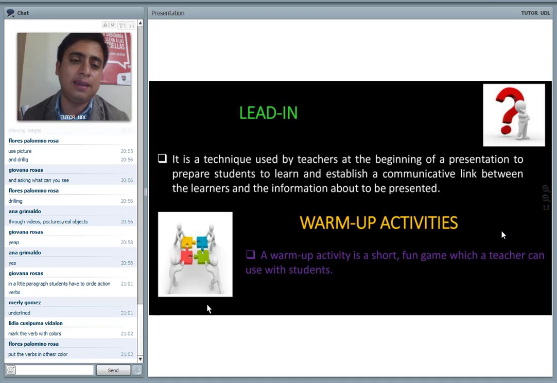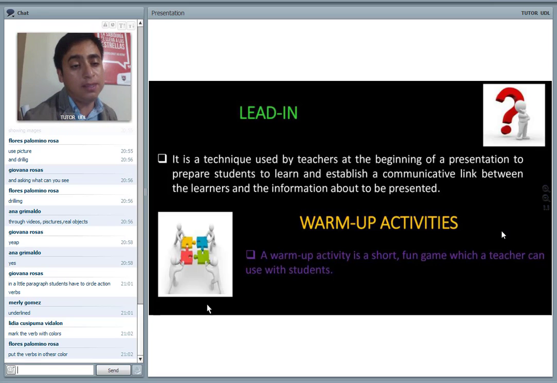So here, leading is a technique. For example, it is when you start the lesson asking some questions about the topic. In that case, you are applying the leading technique, because this is like an introduction activity that you do before your lesson. Okay? And what about warm-up activities? Teacher, is warm-up activity similar to leading? No way. Because leading is a technique and warm-up is an activity.